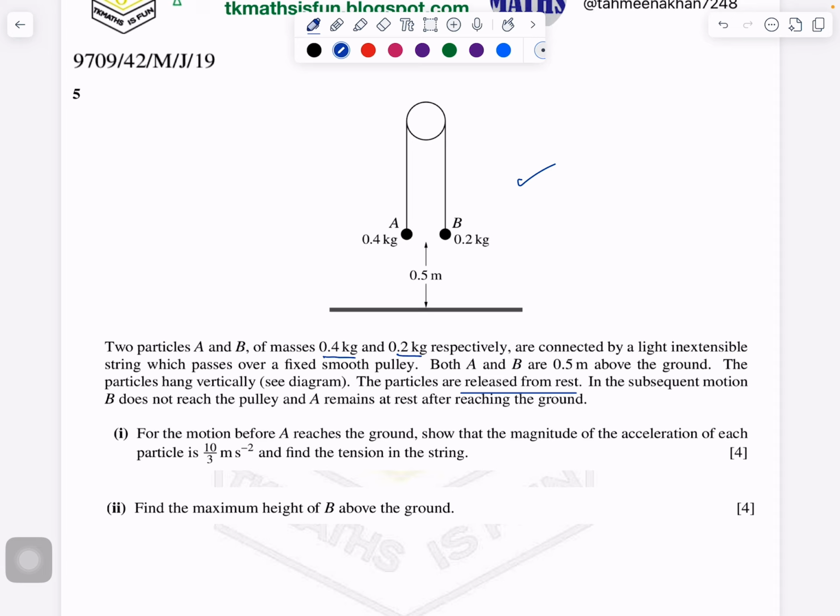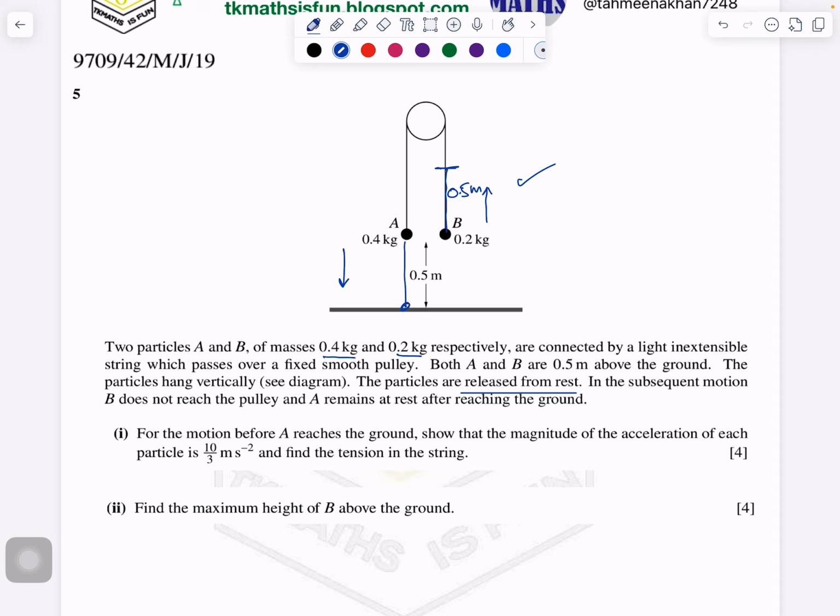A is heavy. When you release it, definitely this will come down and this will go up. When it reaches here, it would have covered a distance of 0.5 meter, and at the same time suppose B is somewhere here and it would have covered the distance 0.5 meter. What is the question saying? Let's read. In the subsequent motion, B does not reach the pulley and A remains at rest after reaching the ground.